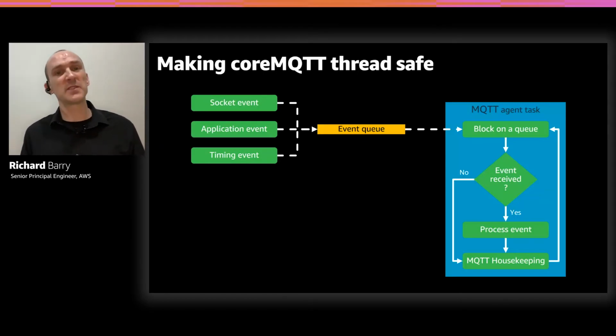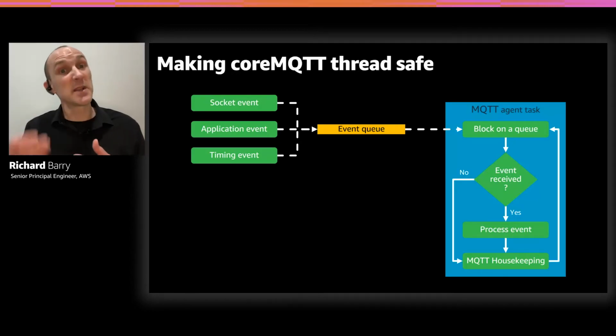So this blue box here is demonstrating the structure of the MQTT agent. It's going to wait on a queue. That's the first thing it does. That means we can also make it lower power. We're only going to be executing anything when there's something that needs to be done. If an event comes in, it's going to then process that event. And then at the bottom there, you can see the housekeeping. That's where we call the process loop function. Remember, we have to keep calling the process loop. And then we go and block on the queue again.